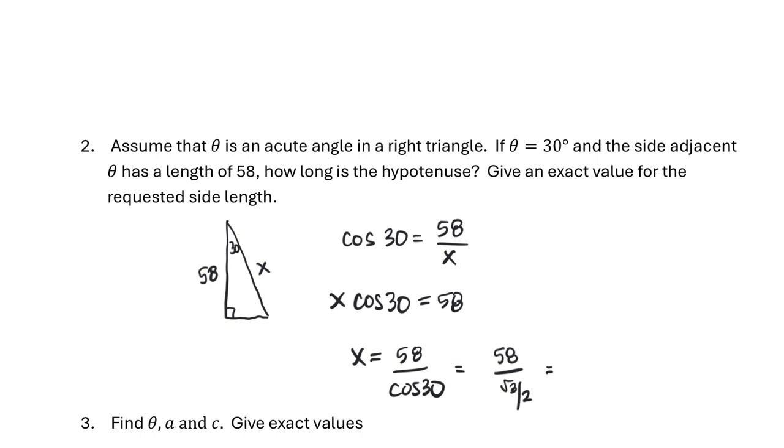If we continue to simplify there, 58 multiplied by 2 is 116, divided by the square root of 3. So that's the length of the hypotenuse.